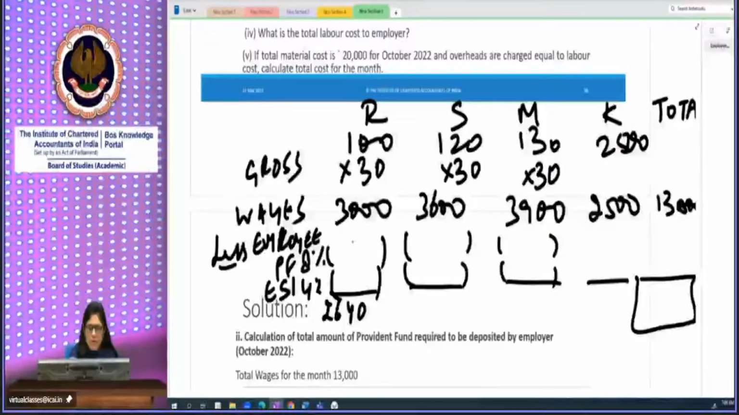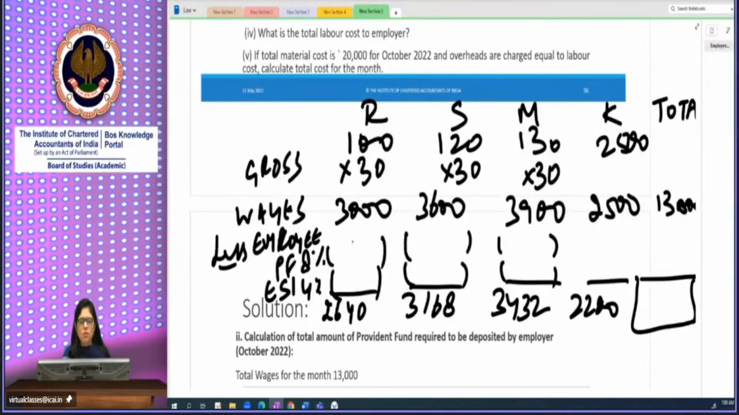Okay, for Shyam, it's 3,168. For Mohan, it's 3,432. And for Kundan, it's 2,200. So how much is the total net wages for all the four employees? All right, so just do the total of all the four employees.